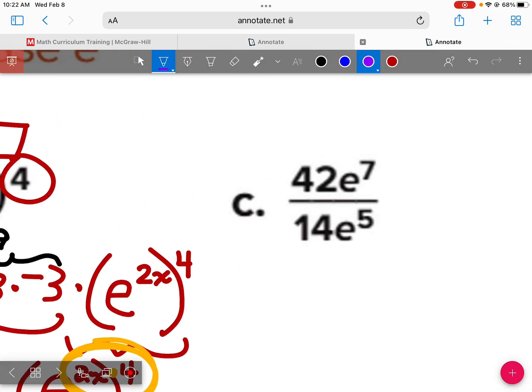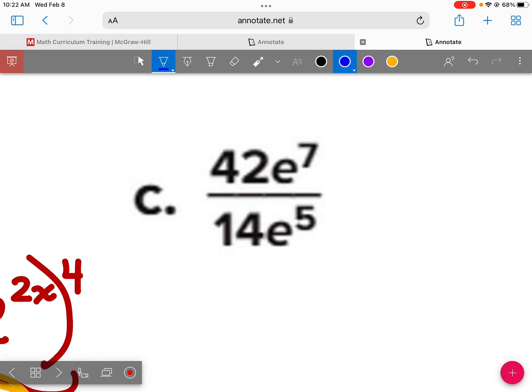It's a fraction. What does the top of the fraction contain? It has an exponent. What is the thing that has an exponent on it? E. Is there an E with an exponent on the bottom? All right. So I'm going to look at those as one piece, and I'm going to use my properties of exponents there.